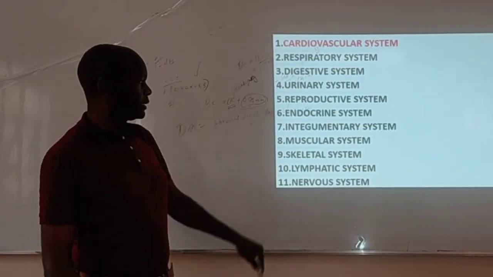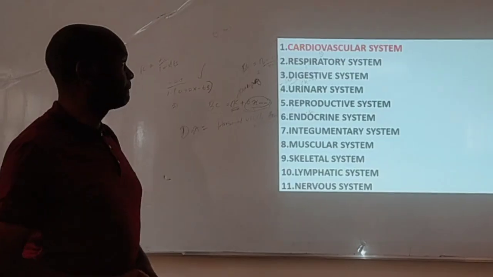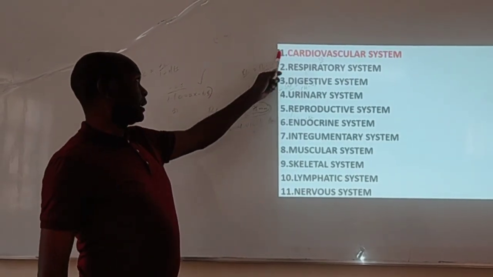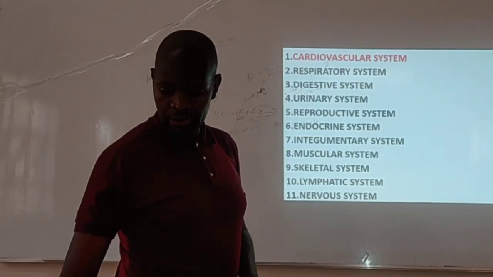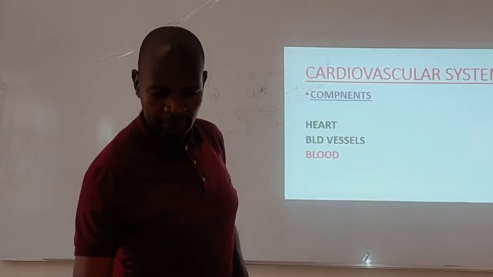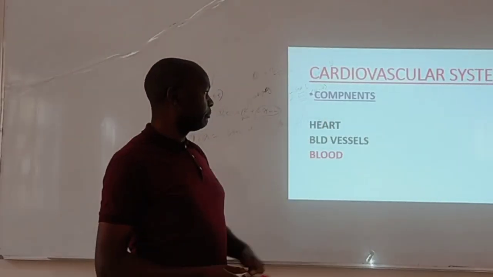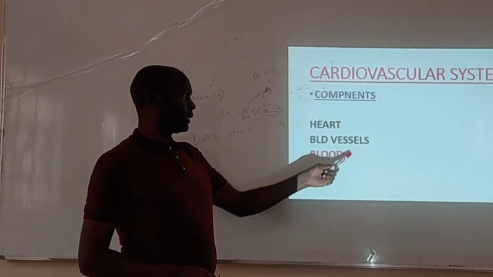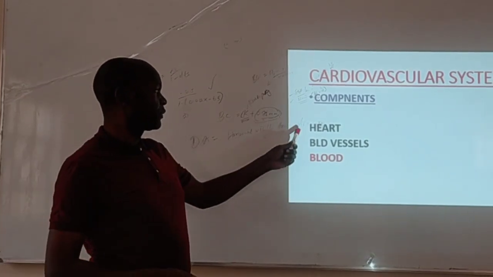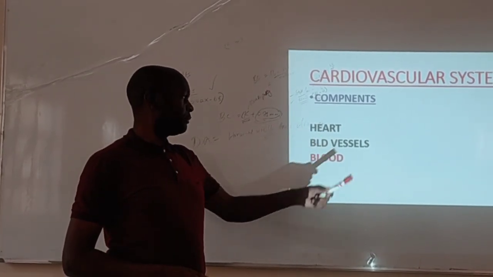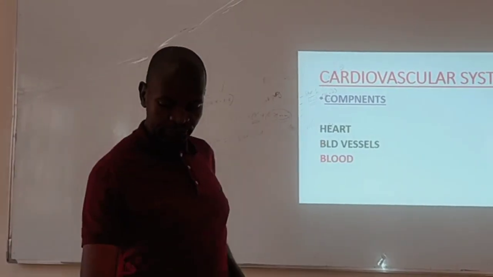This is just the systems that are found in the body, but we look at the cardiovascular system because that is where our concern is. The cardiovascular system itself has components, and there are three components of the cardiovascular system. That is the heart, the blood vessels, and the blood itself.